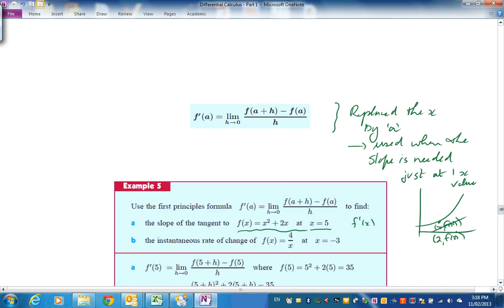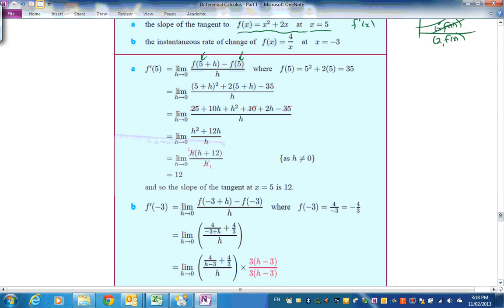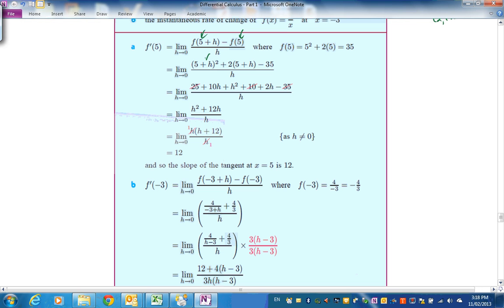I'll just come down here a bit. So, we start off with the 5 in there, not an x. It's not the general derived function or derivative. That's f of 5 plus h, take f of 5. So sticking it in the function was x squared plus 2x, I think, wasn't it? Let's go back up and just check that. Yeah, x squared plus 2x. So that's x squared plus 2x. And then that's minus f of 5. So you're subbing in just the known x value of 1 point.